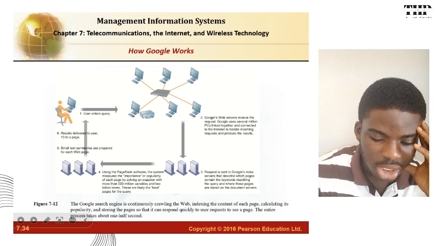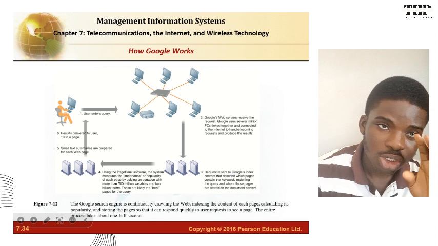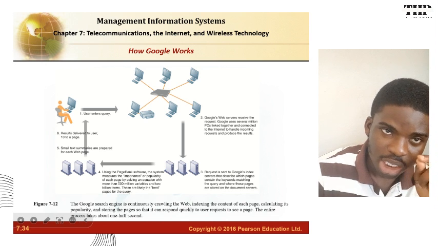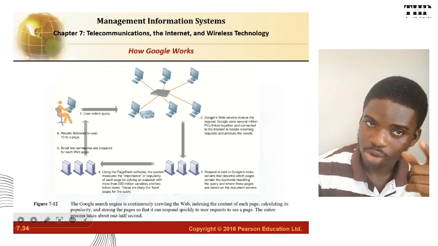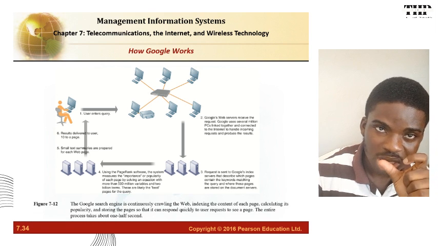The request is sent to the Google index servers that describe which pages contain the keywords matching the query and where those pages are stored on the document servers. So your keyword, the word that you type, they scan through their web pages and look for the pages where those keywords can be found.